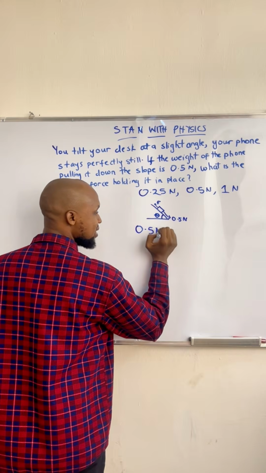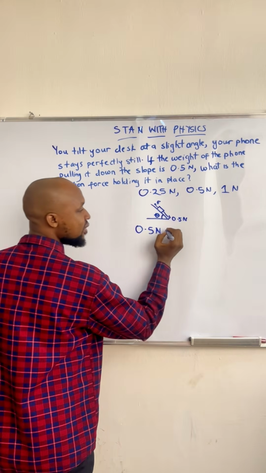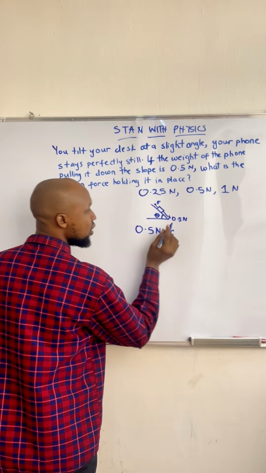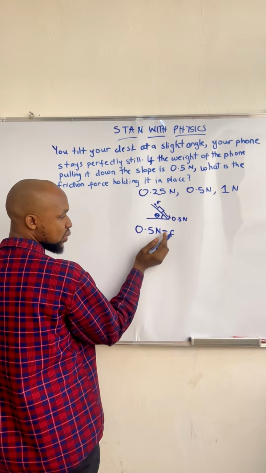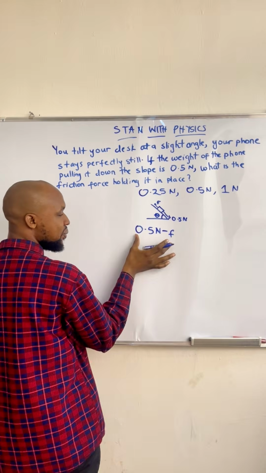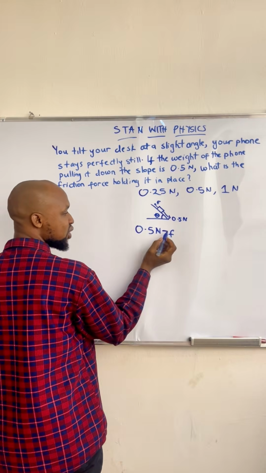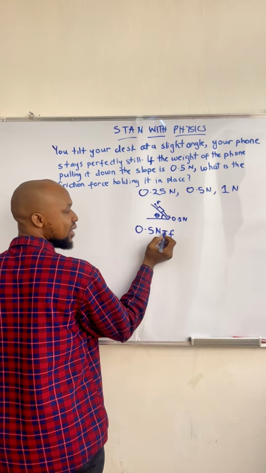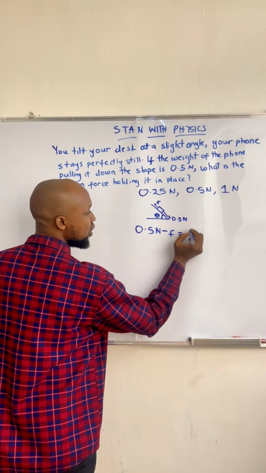pulling it down, right? And we have friction holding it back up. That's why we're using minus friction. This one is going down, this one is going up. That's why they are in opposite directions. That's why we have 0.5 minus F equal to 0.